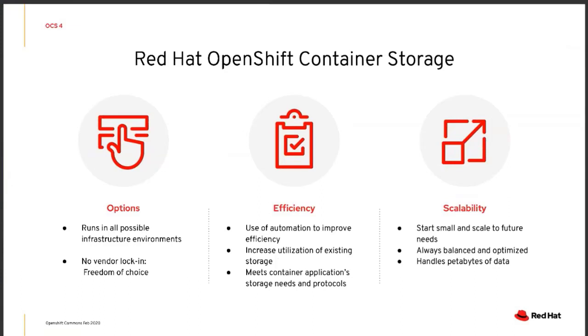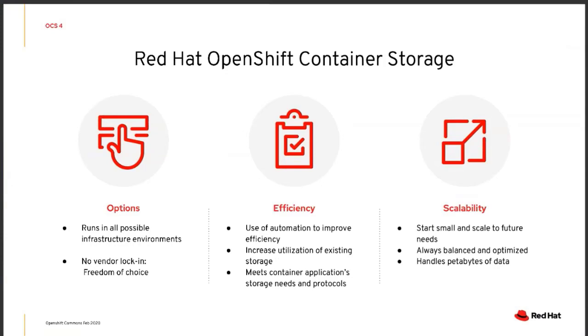Second, it needs to be efficient. So the use of automation to make things efficient, increase utilization of your existing storage resources. Of course, you could use whatever you have already in-house, but then there's always a lot of management around it and housekeeping, maintaining the stuff. And this is in OCS all automated, and it's also a more efficient use of the things you have.